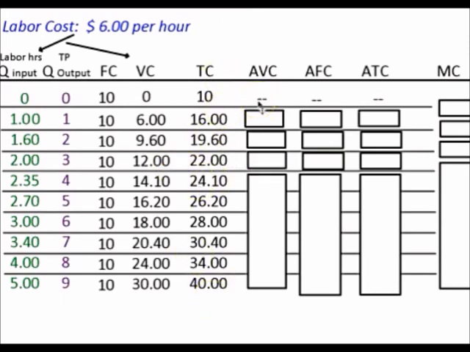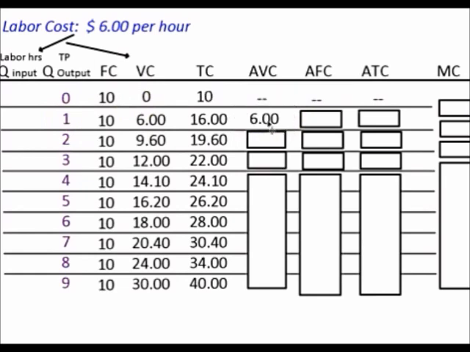Average variable cost. Average variable cost is variable cost divided by quantity of output. Quantity of output, not input. So just to keep things from getting too confusing, I'm going to take these input numbers in green. We don't need those anymore. We only used those to get our variable cost column. Beyond that, we don't need the input numbers. So I'm going to get rid of them so we're not confused as we move forward.